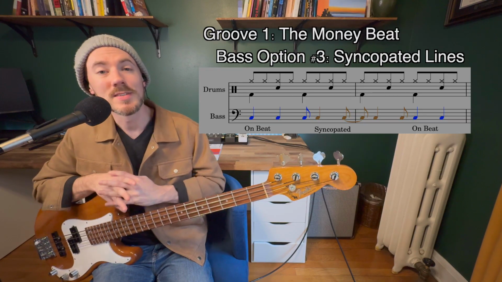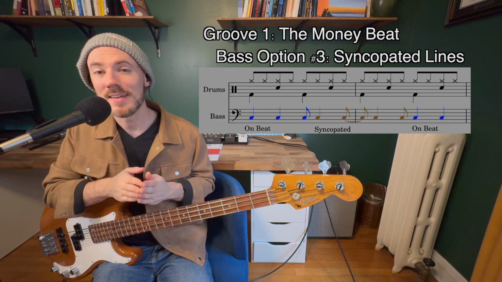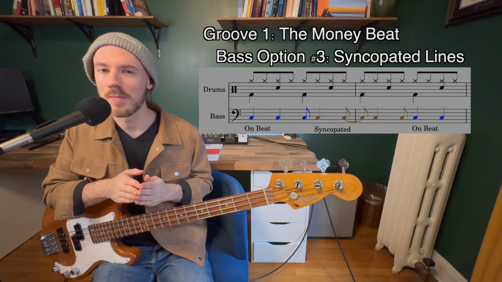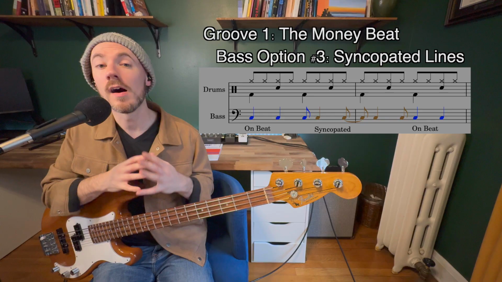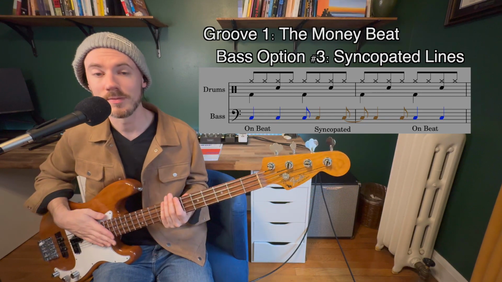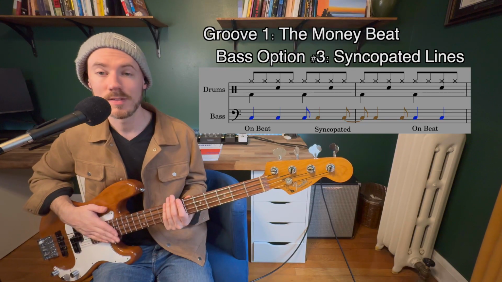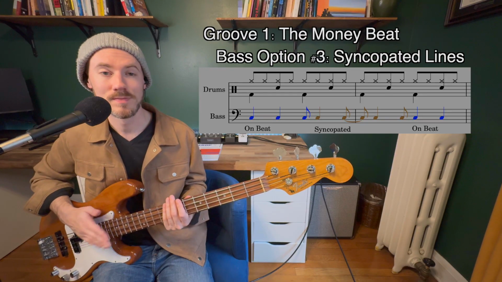What all those kinds of rhythms have in common, though, is that the beginning and end of the phrase is not syncopated. It's right on the beat. All the syncopation is happening in the middle. If I slow it down: on the beat, syncopated, on the beat, syncopated.